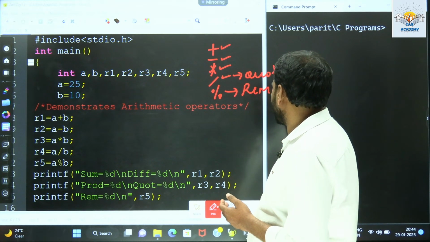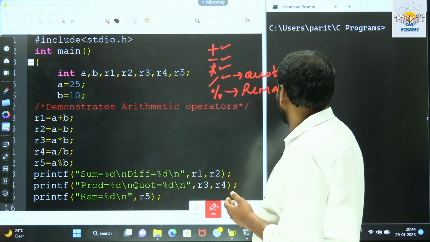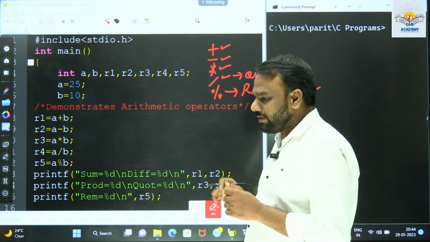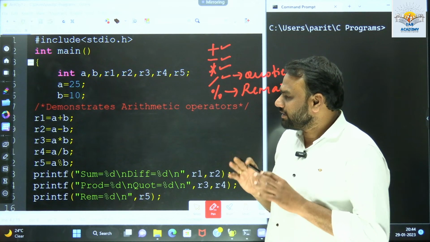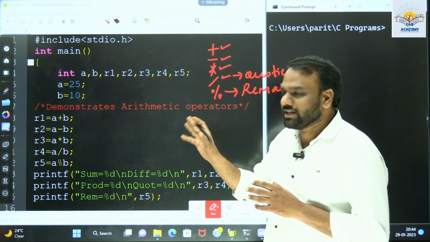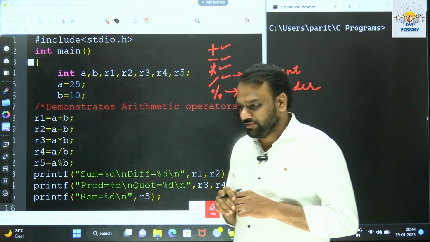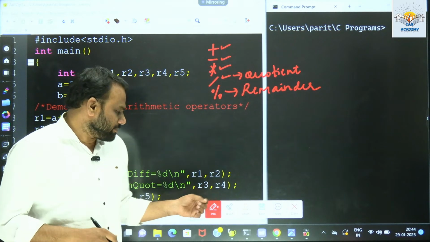So after performing division operation, it will leave a remainder. So we shall execute this program and try to establish a link between the output and this program. We shall try to trace this program. Okay. So first let me execute this program.